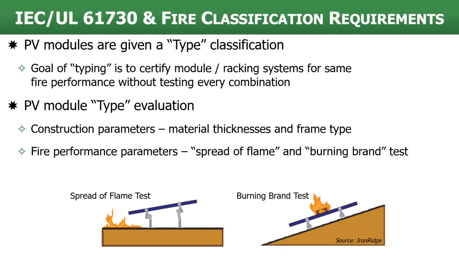Now, the fire performance parameters of what these modules and the racking system are put to test are the spread of flame test, which is shown on the left on our slide, and then the burning brand test shown on the right. Both images from our friends at Iron Ridge, who make PV module racking. So for the spread of flame test, UL wants the flame not to spread over a certain distance in a certain amount of time. And that's where we get into the different classifications of the system as A, B, or C.